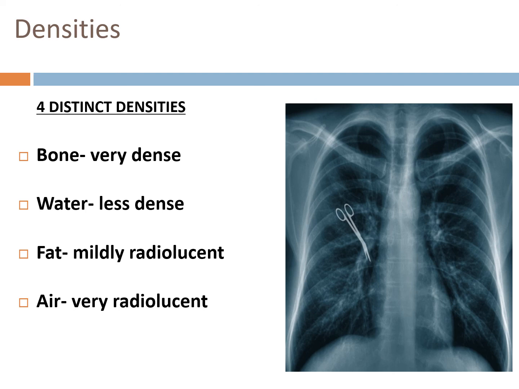So again, bone is your most dense, water less dense. Fat is mildly radiolucent. I mean, it comes up a little bit dark. The X-ray can kind of go through it, but you can still kind of identify something there. And air being very radiolucent, your air will definitely be black on the film.